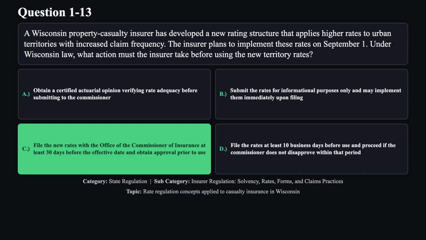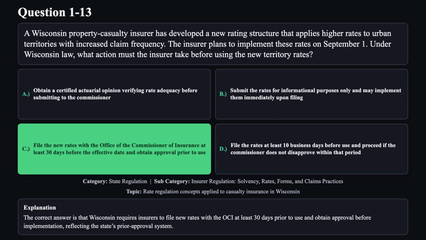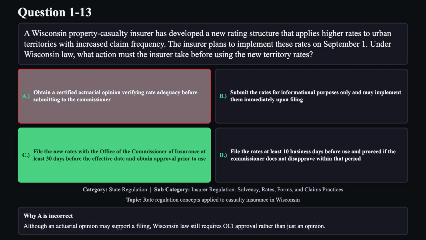The correct answer is C. The correct answer is that Wisconsin requires insurers to file new rates with the OCI at least 30 days prior to use and obtain approval before implementation, reflecting the state's prior approval system. Reason A is not correct. Although an actuarial opinion may support a filing, Wisconsin law still requires OCI approval rather than just an opinion.